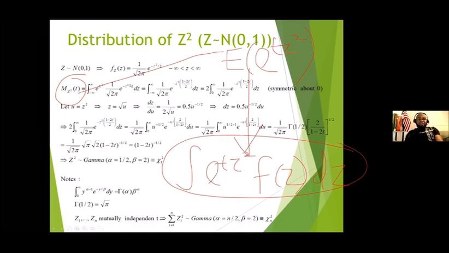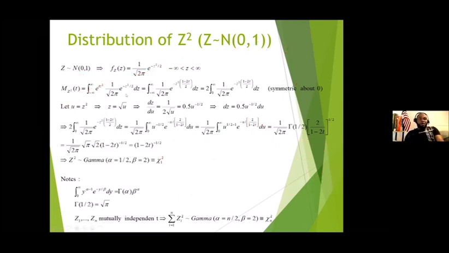My f of z is this guy here. The f of z is a standard normal distribution. Take a look at that. And don't forget the range is from negative infinity to positive infinity. Now, when you combine this exponential and this other exponential using the law of indices, this is what you're going to have. Take a look at that. That's what you're going to have.